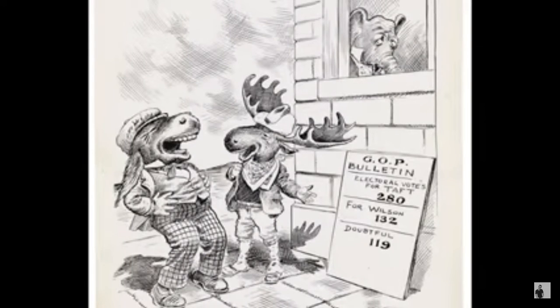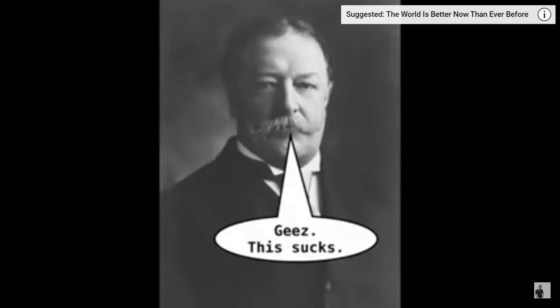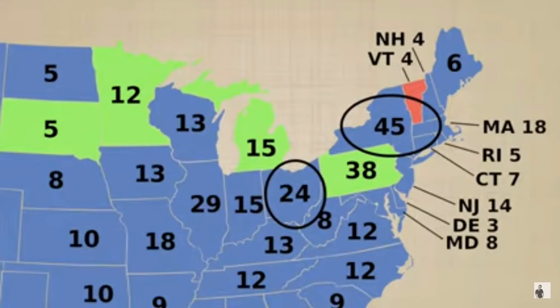With so many former Republicans joining the Progressive Party, this resulted in the Republicans suffering their worst presidential defeat in history. Taft suffered the worst ever defeat of any president trying to get reelected. Interestingly, both Taft and Roosevelt lost their home states.